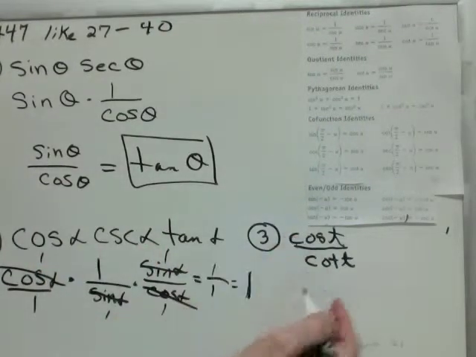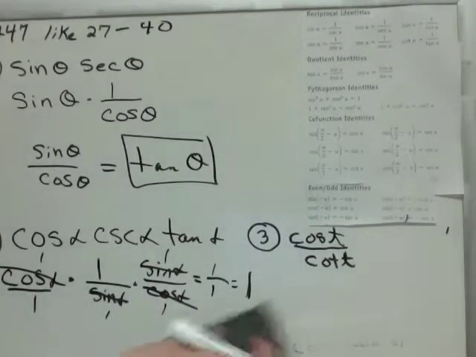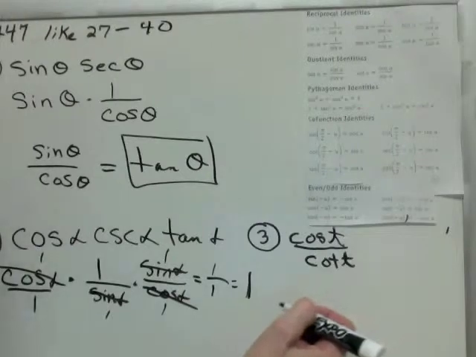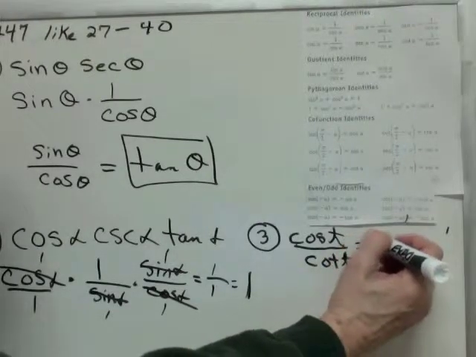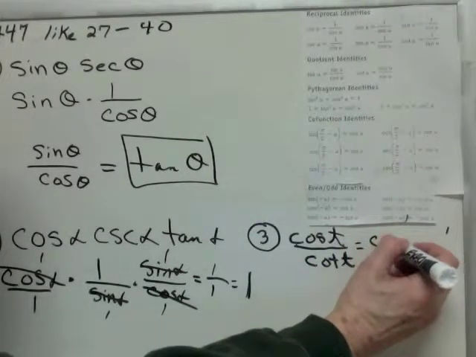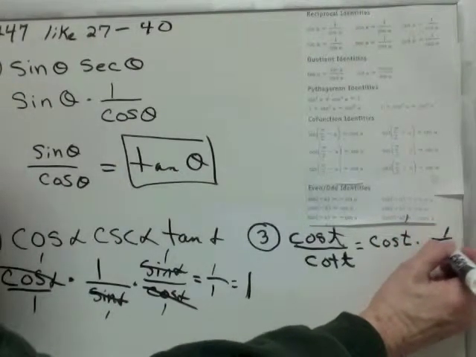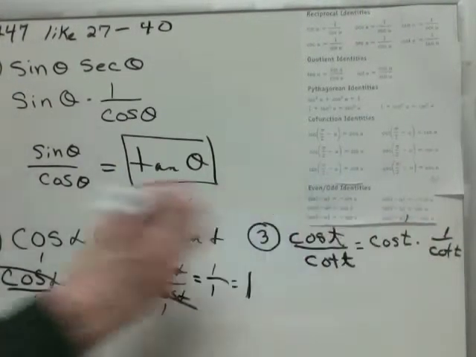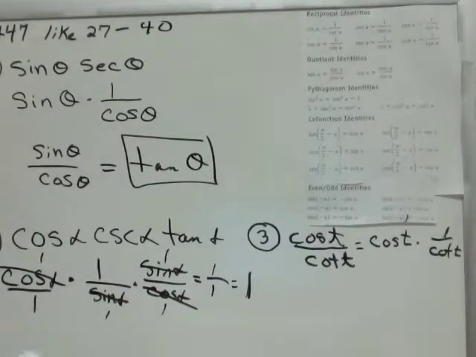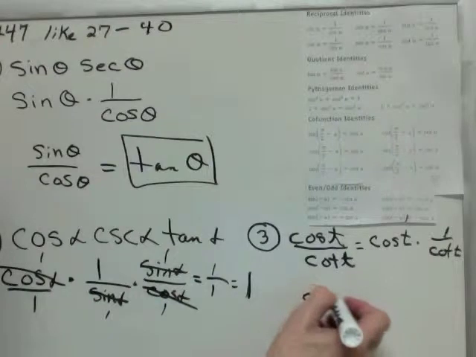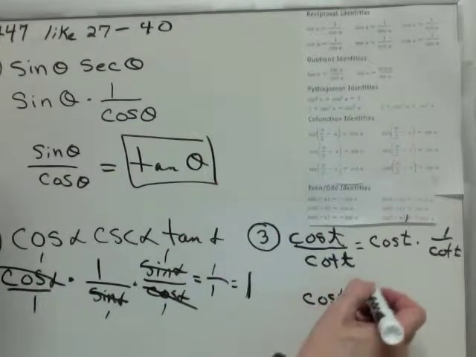All right, here's a third one. When you get something that starts off as a fraction, sometimes the best first step is to rewrite it as a multiplication. For example, this could be written as cosine t times 1 over cotangent t. And 1 over cotangent could be written as tangent. So let's do it again. I've got cosine t times tangent t.